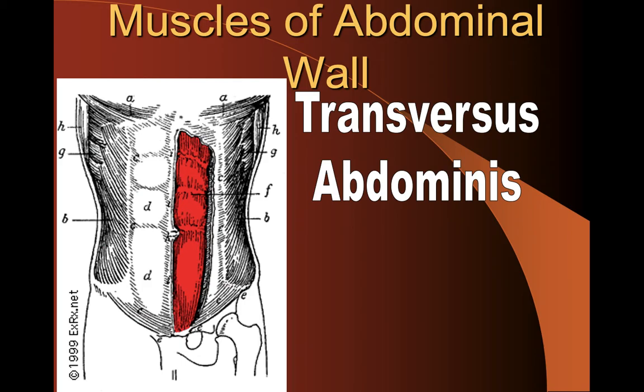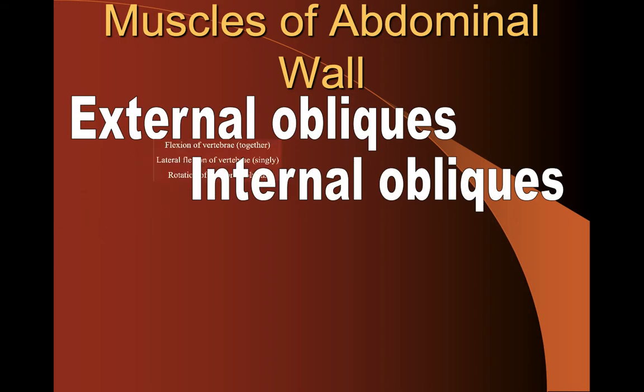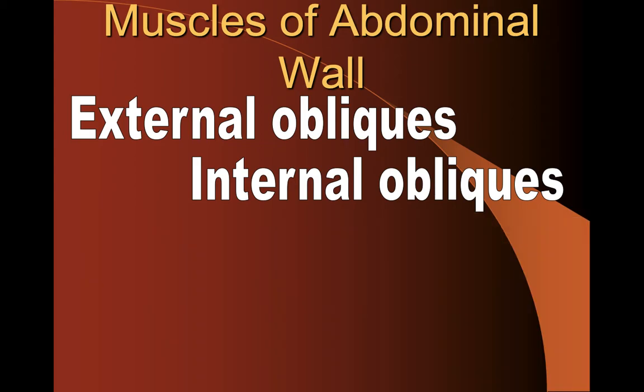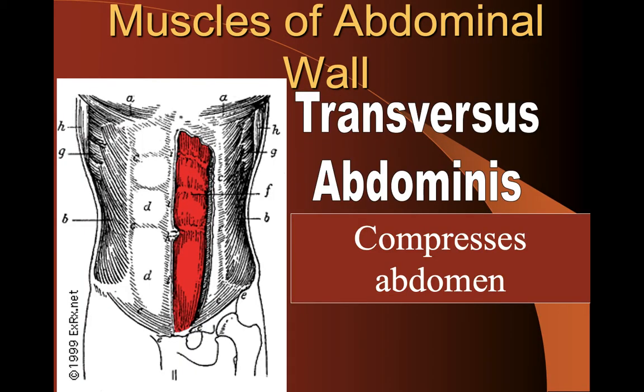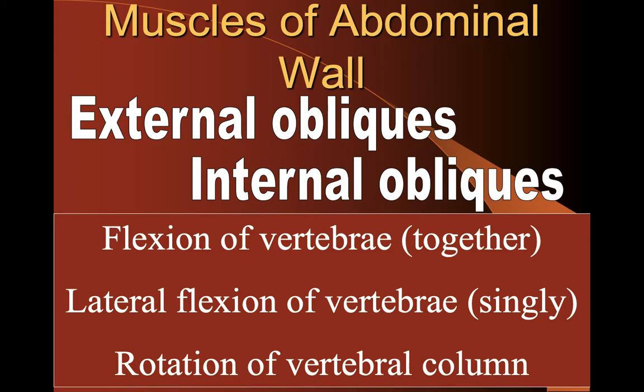Transversus abdominis is out here laterally, but it's deeper, and it also allows you to compress your abdomen. The obliques are lateral, so if you grab the sides of your abdomen, you are feeling the external obliques, and the internal obliques are underneath them. Transversus abdominis is the deepest muscle of the abdomen, so it sits right on top of your digestive organs. The obliques also allow you to bow. They also allow you to bend over sideways. They also allow you to rotate your vertebral column.